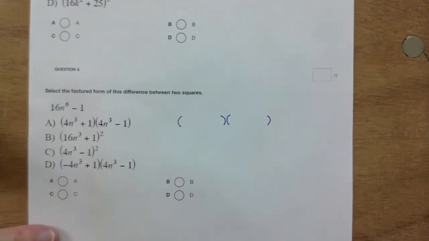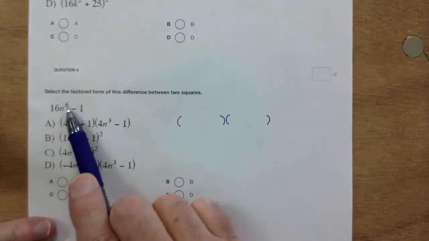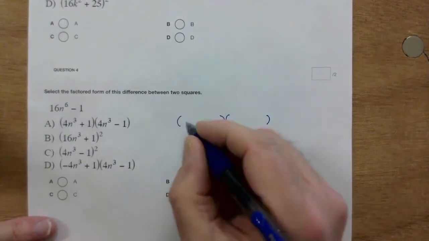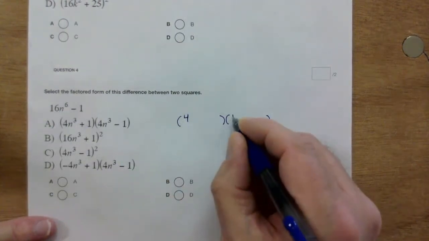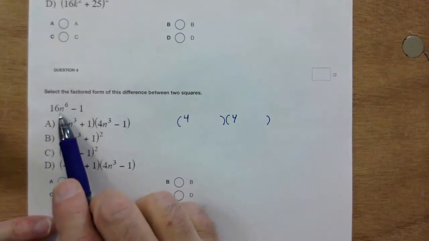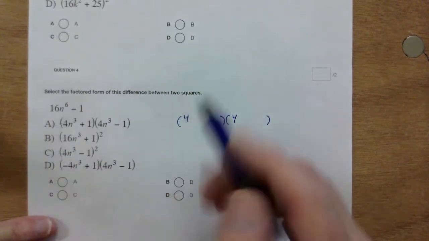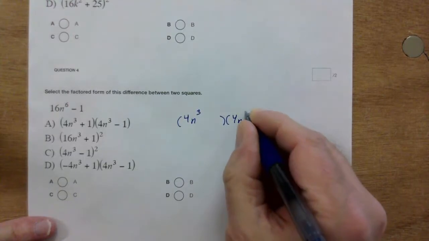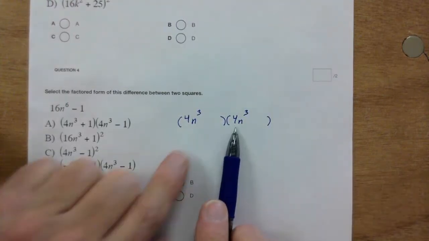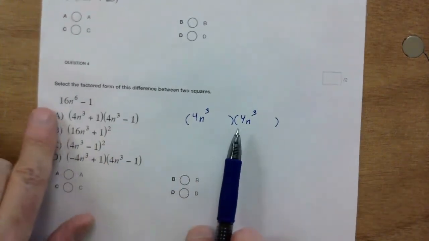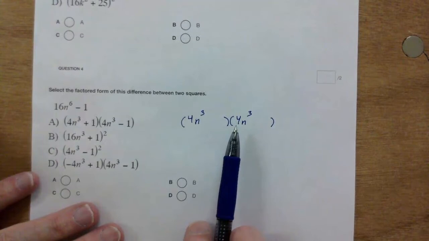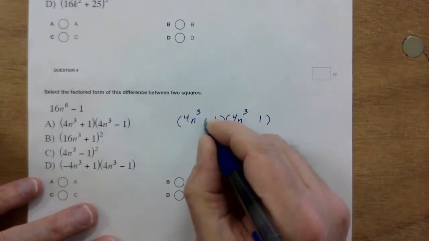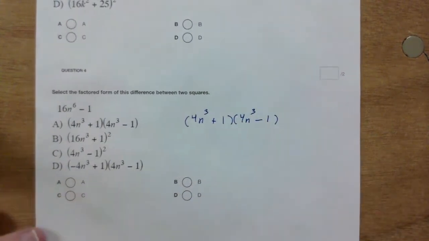All right, the last one has a degree of 6. You see that? Degree of 6. Well, the square root of 16 is 4. And the square root of n to the 6th is n to the 3rd. Just cut it in half. So I multiply these 2 out, I get 16n to the 6th. The square root of 1 is 1. Again, one's a plus and one's a minus. That's all you have to do.